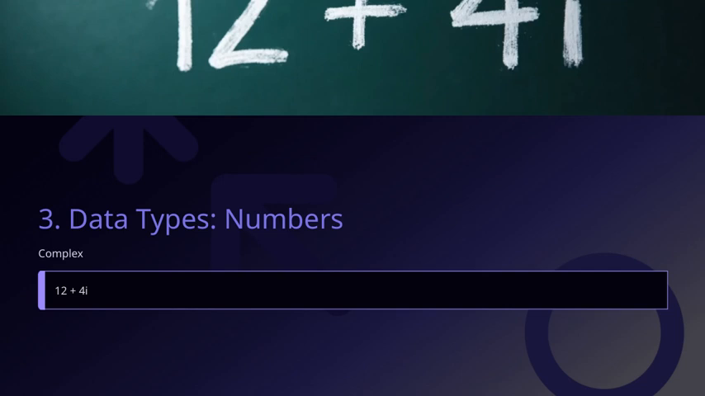This might sound a bit abstract, but complex numbers are incredibly useful in fields like engineering, physics, and even signal processing. They help us handle equations that can't be solved with just real numbers. So, understanding complex numbers expands our ability to work with a wider variety of mathematical problems, which ties right into our overall theme of exploring different data types and their applications.